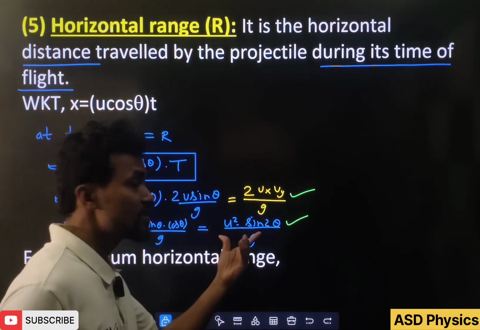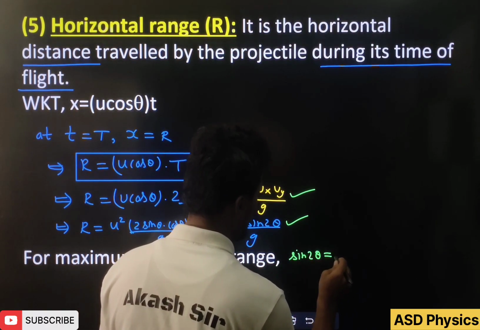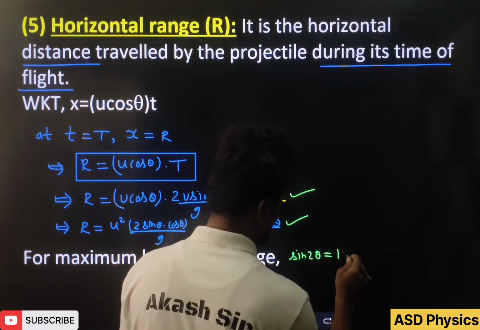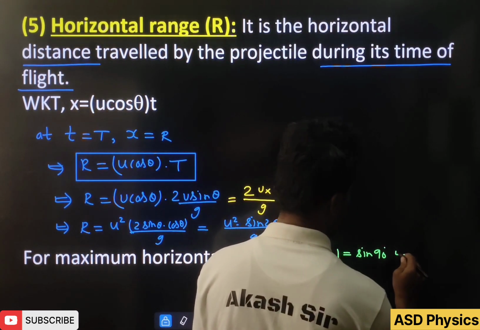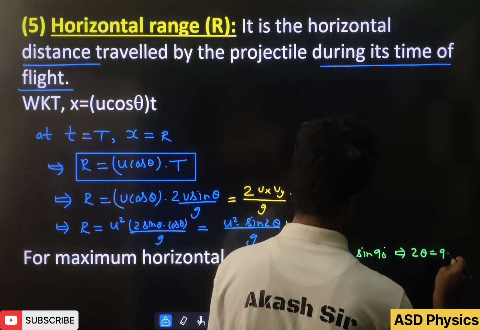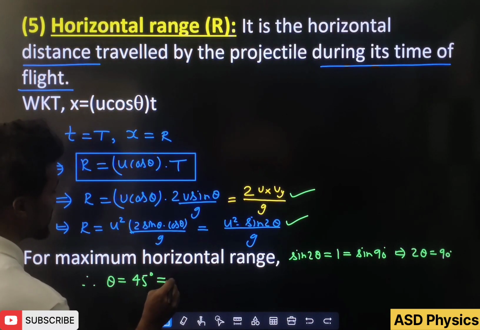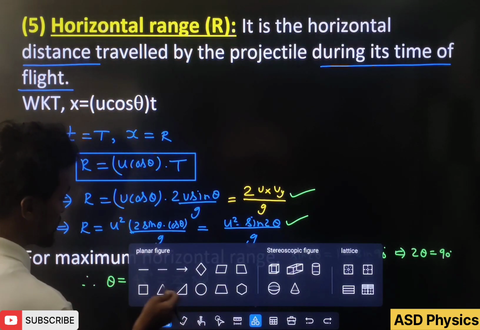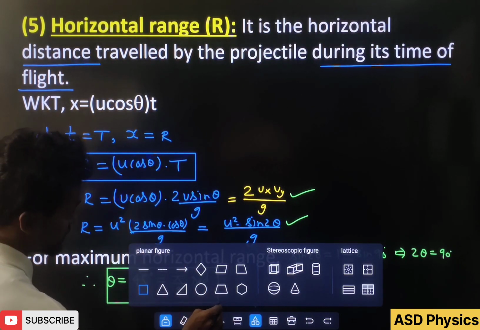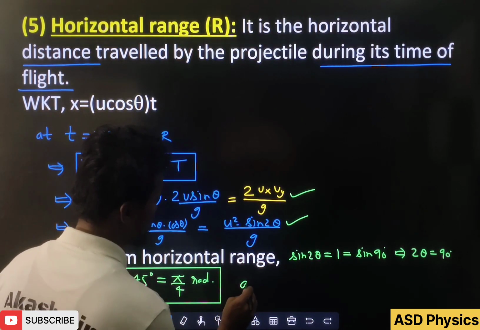Now, very important: for maximum horizontal range, remember that range means u square sine 2 theta by g. Maximum range means this side should also be maximum. That means in this situation, sine 2 theta should be 1, and 1 is sine 90 degree. So from here 2 theta equals 90 degree, and theta will be 90 by 2, that means 45 degree, in radian pi by 4. For this value the range will be maximum. And what is the maximum range?